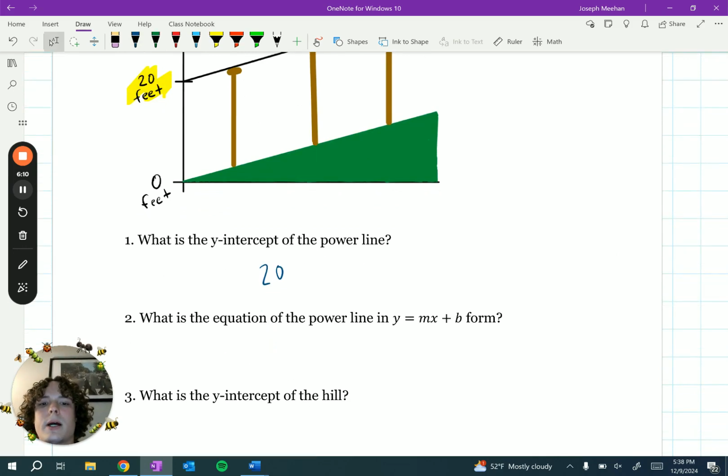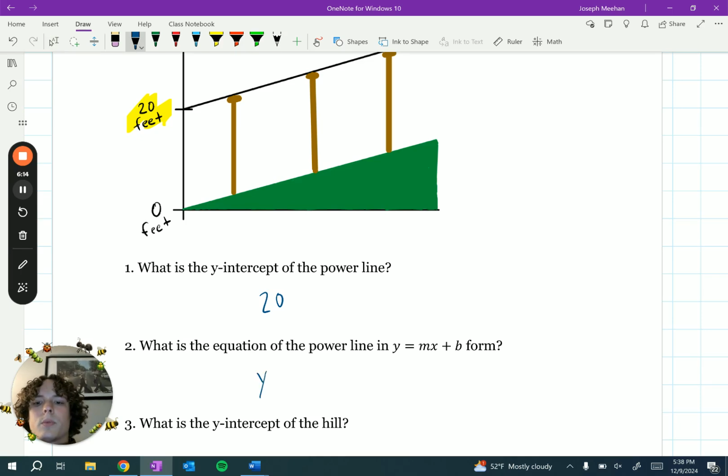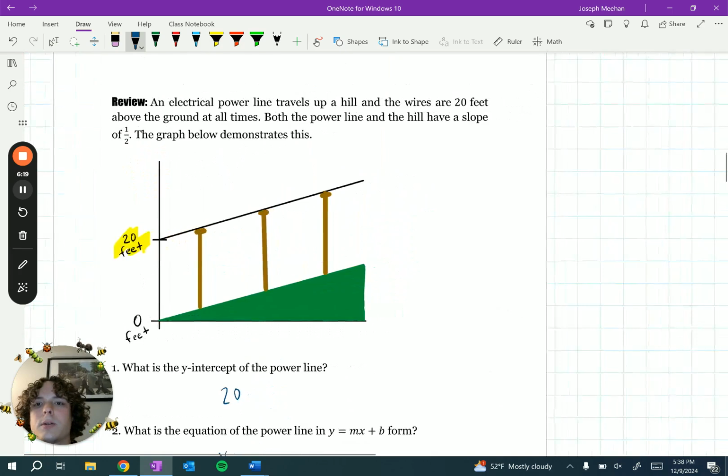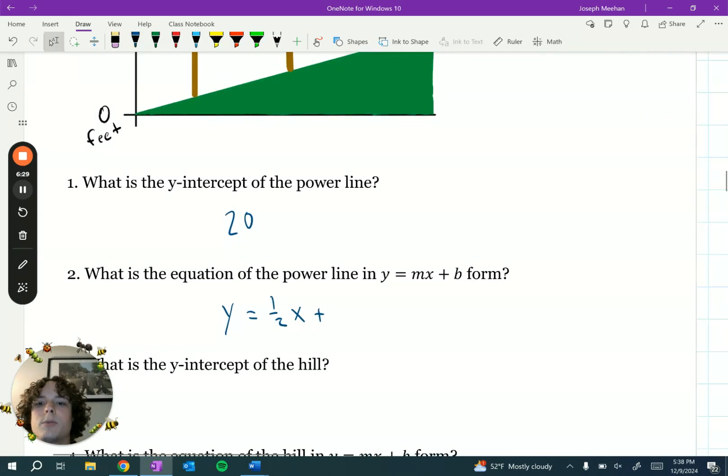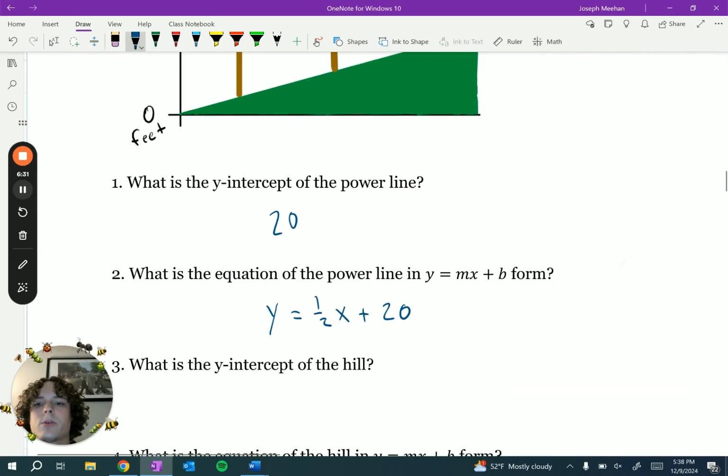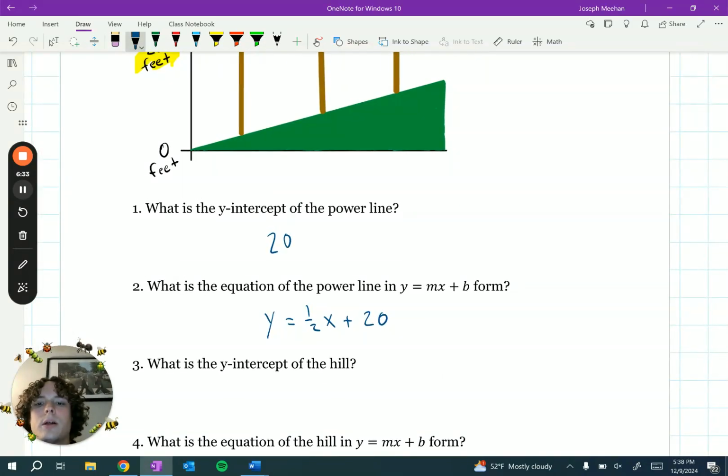Now, what is the equation of the power line in y equals mx plus b form? Well, let's see. y equals m. What's the slope here? m is the slope, and the slope they gave us is 1/2. So for m, we're going to put 1/2 times x plus b. b is the y-intercept. What was the intercept that we found? We found it was 20. So the equation of the line is y equals 1/2 x plus 20. All right?